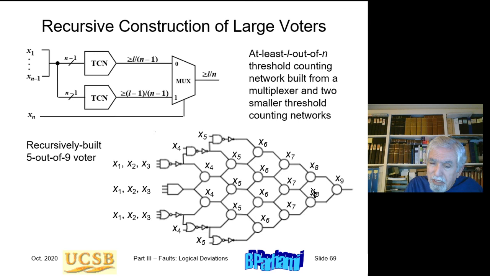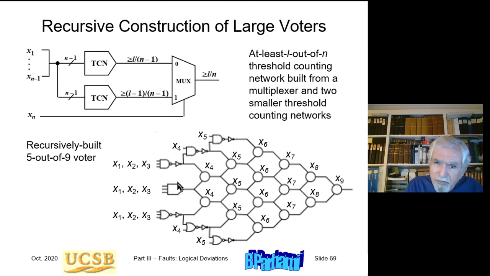X8 is used in these 2 multiplexers. X7 controls these. And then eventually I get to the edges where this is an AND gate. Okay, it's an AND with an inverter, so there's an AND gate. This is an OR gate, and this is a majority gate.